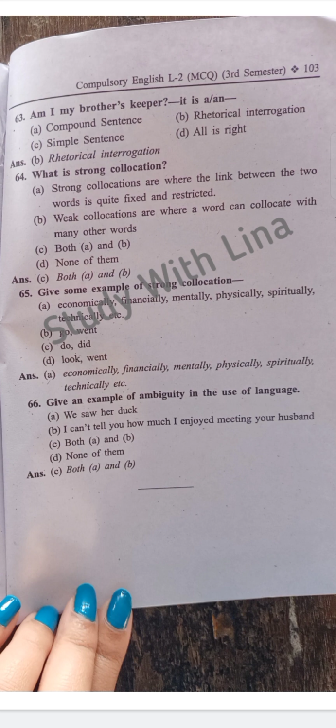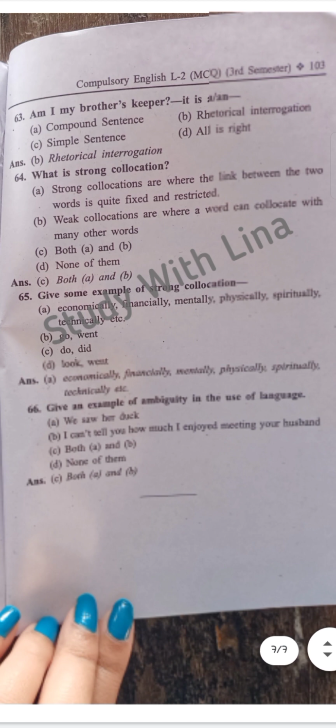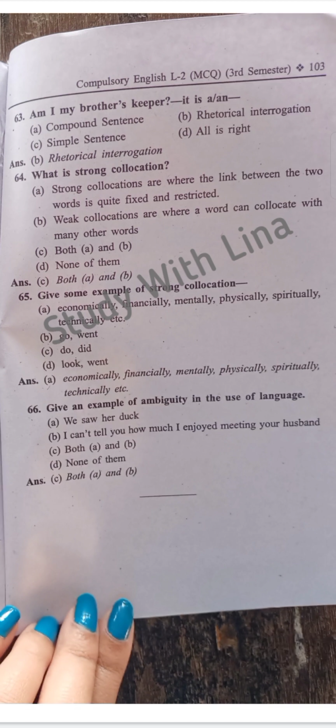Give an example of ambiguity in the use of language. Answer: we saw her duck. I cannot tell you how much I enjoyed meeting your husband. The answer is both A and B.